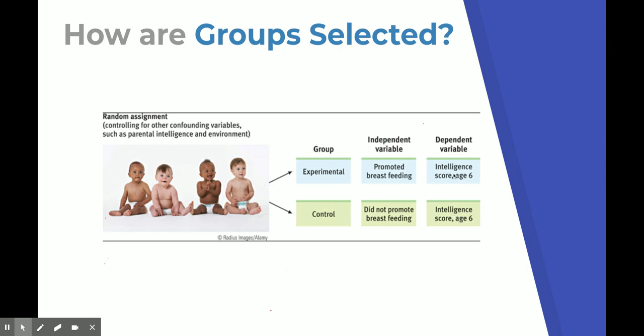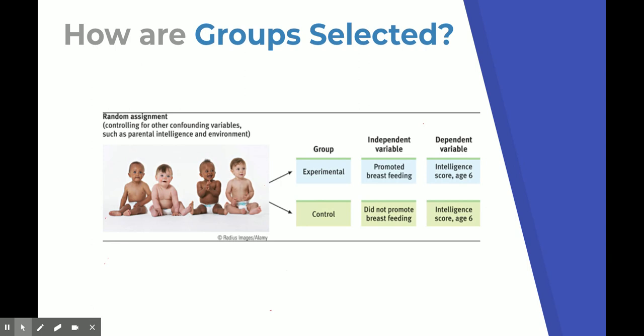Let me back up to remind you of something we talked about before on Tuesday and Wednesday, operational definitions. I would define this further: an intelligence score on the Wechsler intelligence test. That's an actual name of an intelligence test. So I would say that specifically as my operational definition of the dependent variable.